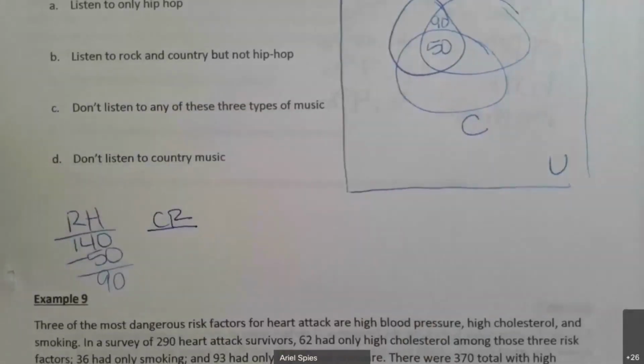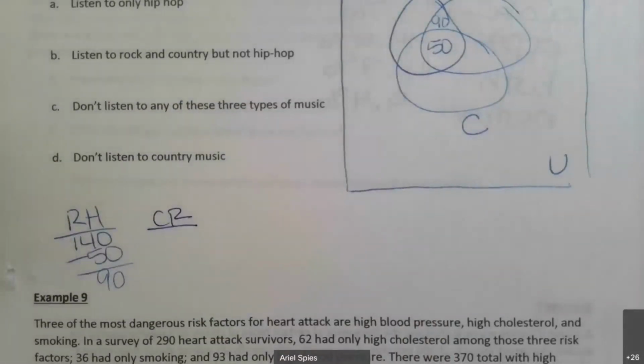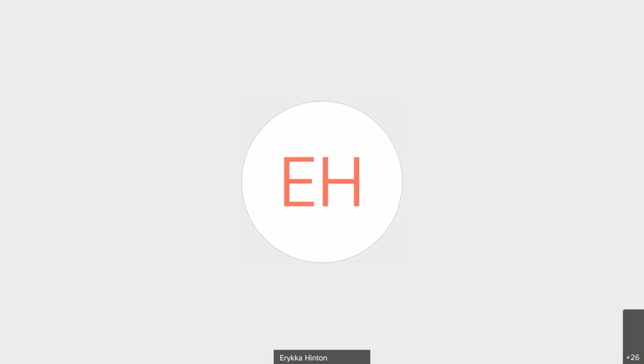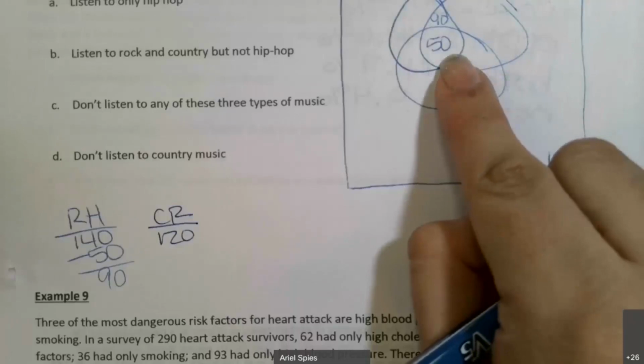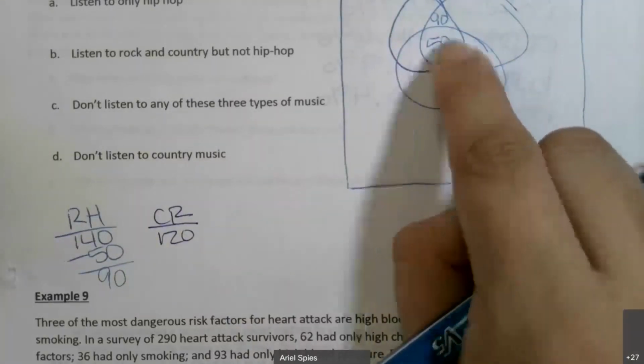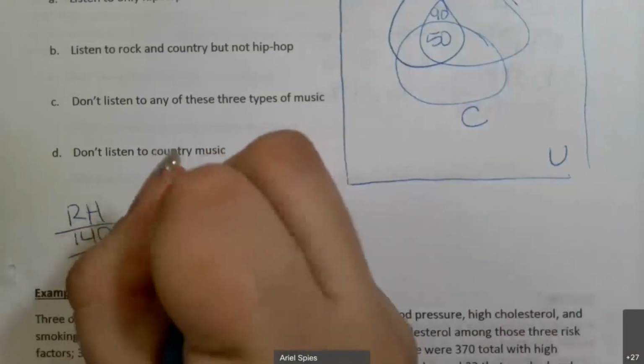So how many people listen to both? It's going to be for both. I thought you had to find how many people listen to country and then subtract 50, or were you subtracting both? It'd be telling me 120. So I have 120 people who listen to country and rock. That's the overlap. And then I want to subtract the part that's all three. So I want to subtract the 50.